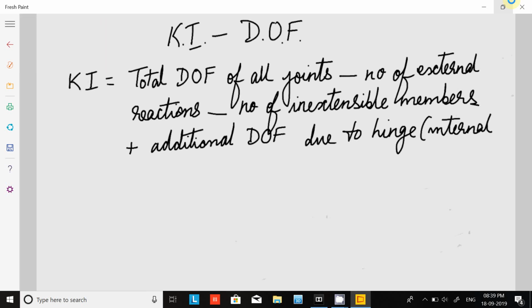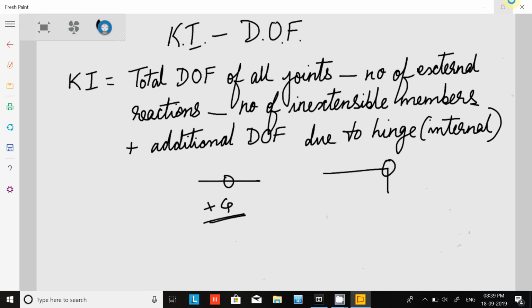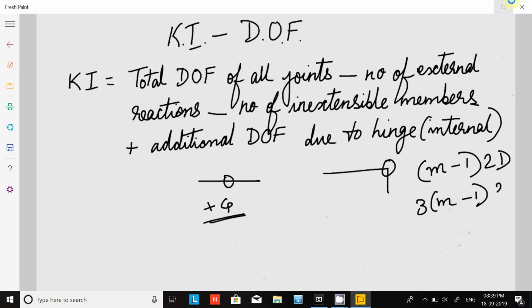How to find out the additional degree of freedom due to internal hinge? If the hinge is like this, then it will be taken as 4. Any member, if you find this one, we have to add plus 4. And if it is in the joints, then for 2D it will be m minus 1, and for 3D it will be 3 into m minus 1. So this we have to add here, the additional degree of freedom due to hinge if it is there in the structure.